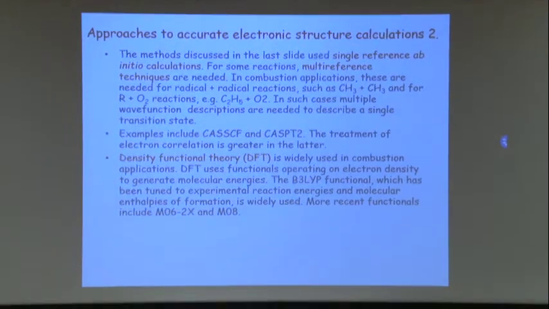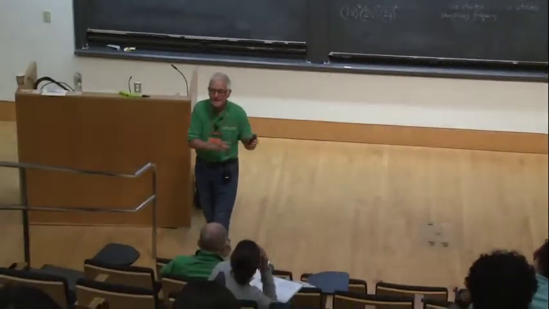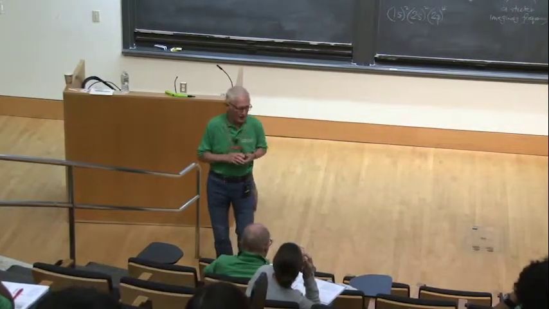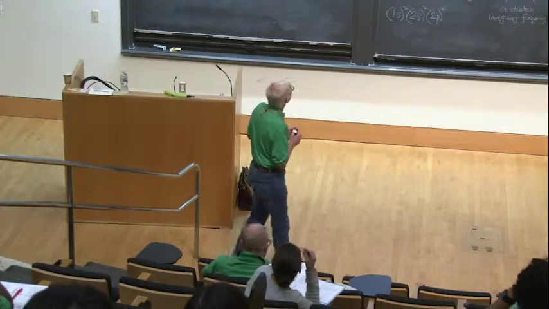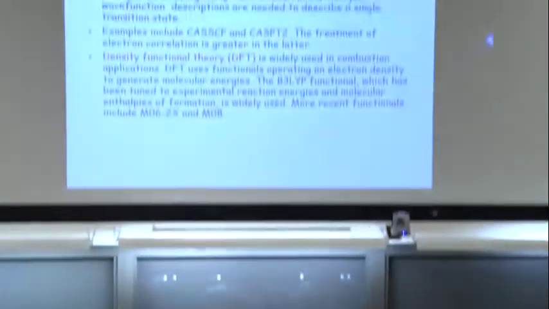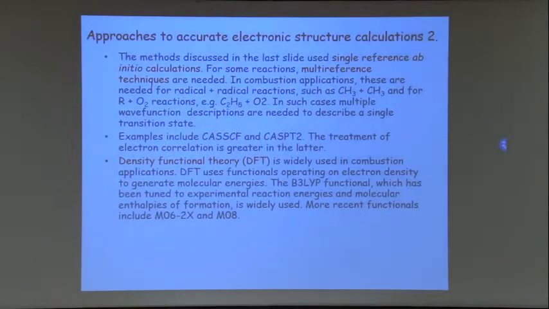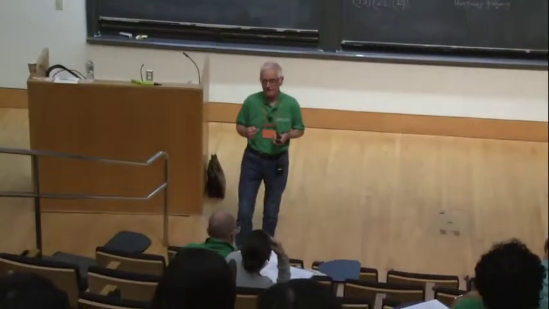There's also something called density functional theory, which is completely different from ab initio theory, which we've just talked about now. And instead of using orbitals, what they use are functionals, which are empirical quantities that have been optimized to describe molecular systems as accurately as possible. And one of these functionals is called B3LYP, and these are more recent ones, M06-2X and M08. And these DFT calculations can be done really very quickly.